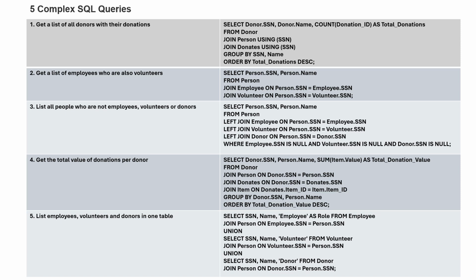And the third one is to list all people who are not employees, volunteers, or donors. Similar to the second one, this time we just filter out the people who are in the employee table, volunteer table, or donor table. And the fourth one is to get the total value of donations per donor. And the last one is to list employees, volunteers, and donors in one table.